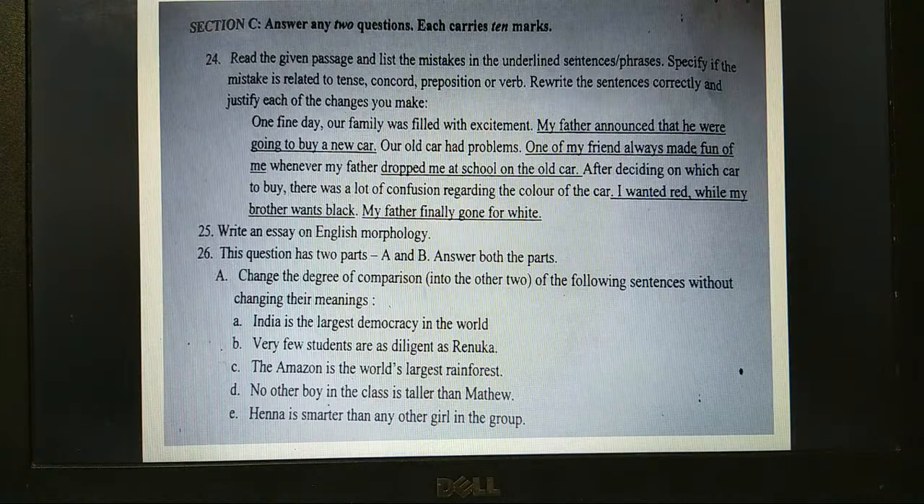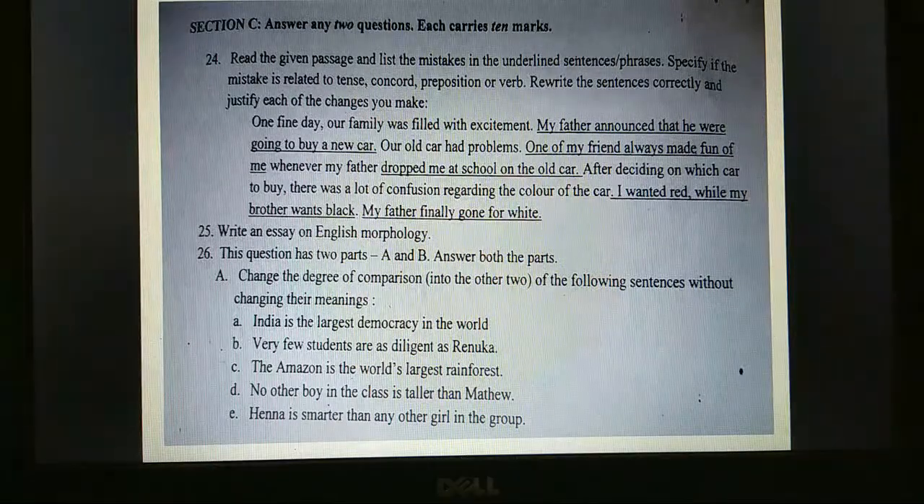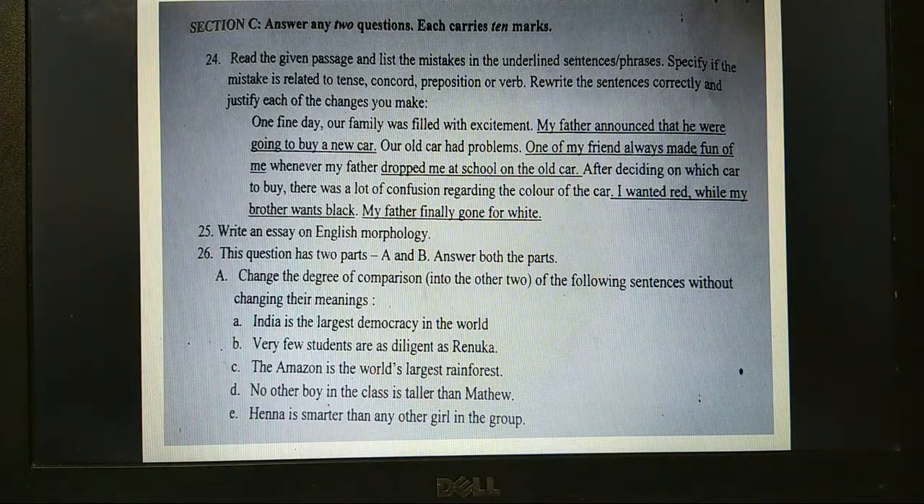Now, the third one, C: The Amazon is the world's largest rainforest. Largest is superlative. Superlative is the given; comparative and positive we have to make. Comparative: The Amazon is larger than all the other rainforests of the world.